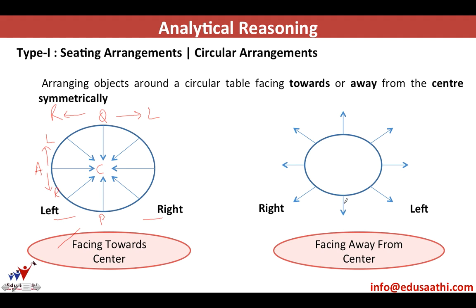Second case, if they're facing away from the center, let's say you are over here, then P is facing towards you. P is your mirror image. Your left and right would be different from his left and right. P's left is over here, right is over here. A person who's sitting over here is facing just like you. His left is over here, right is over here. A person who's sitting over here, his left is on this side and right is towards this side.